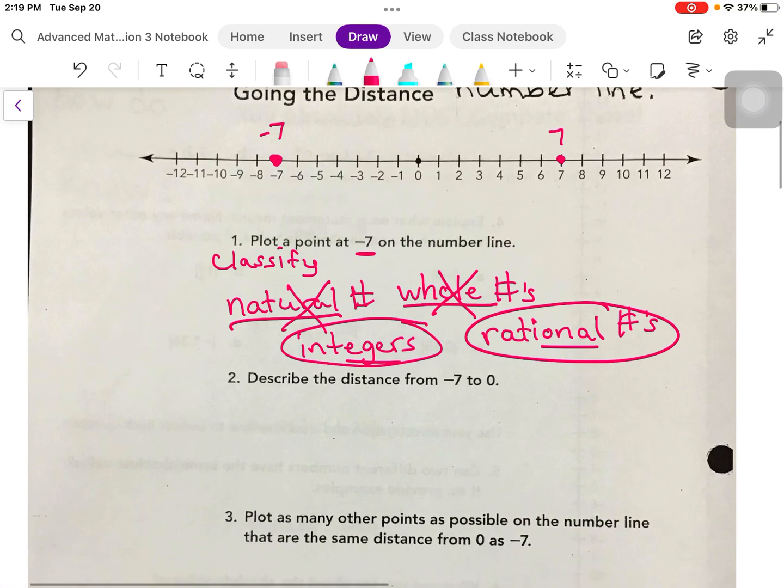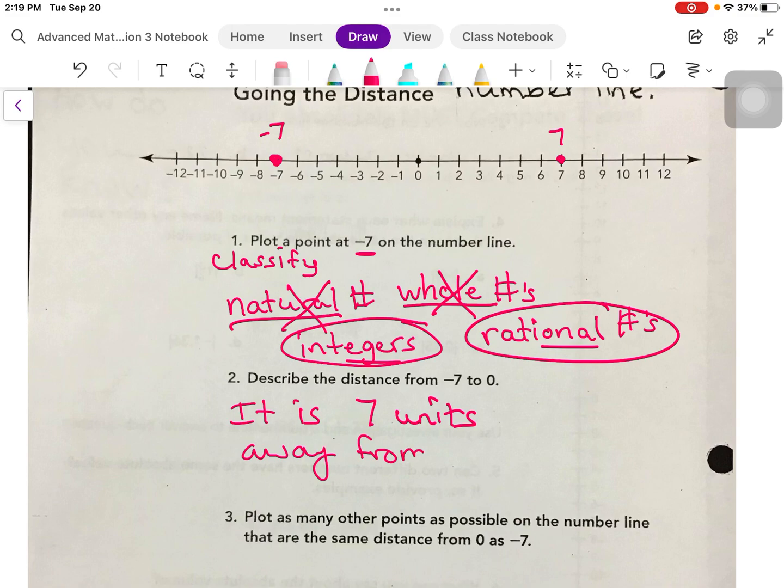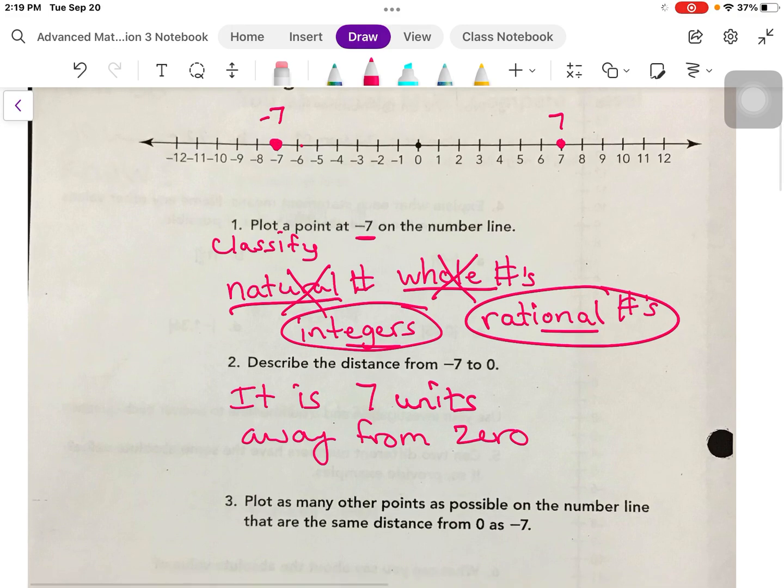All right, so it says describe the distance from -7 to 0. How would I describe? I might say it is 7 units away from 0. Makes sense, because I could count them. 1, 2, 3, 4, 5, 6, 7.